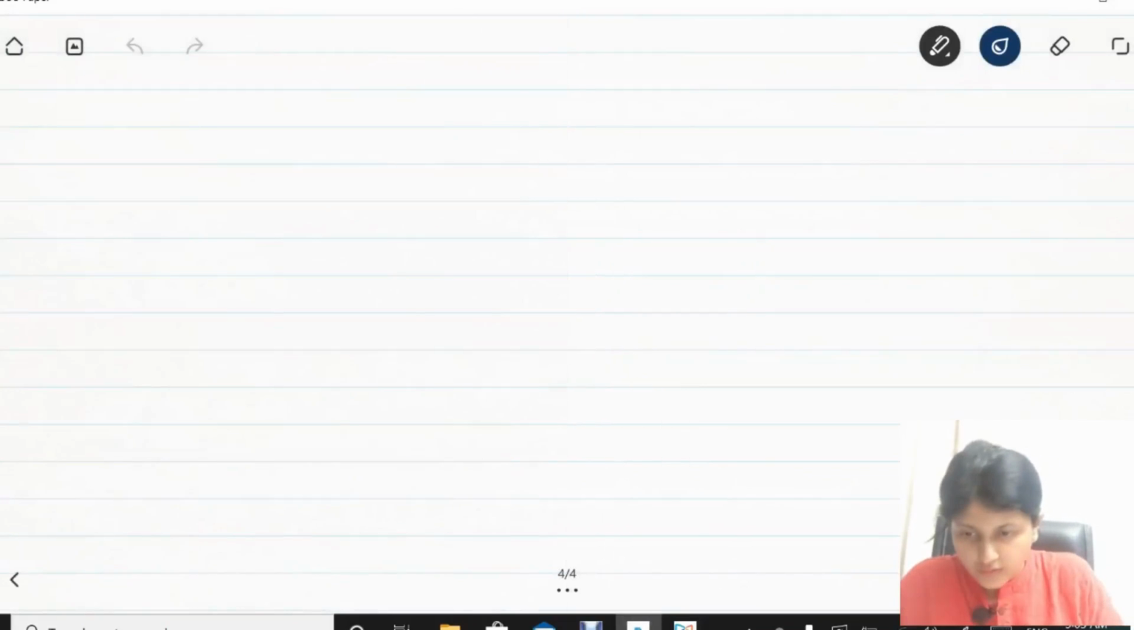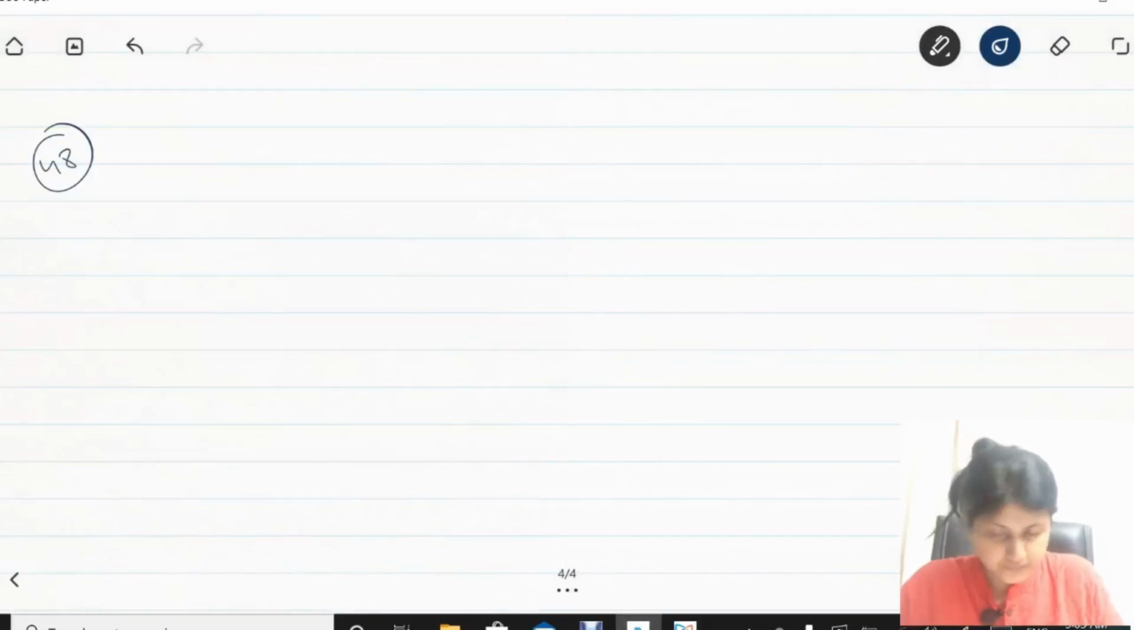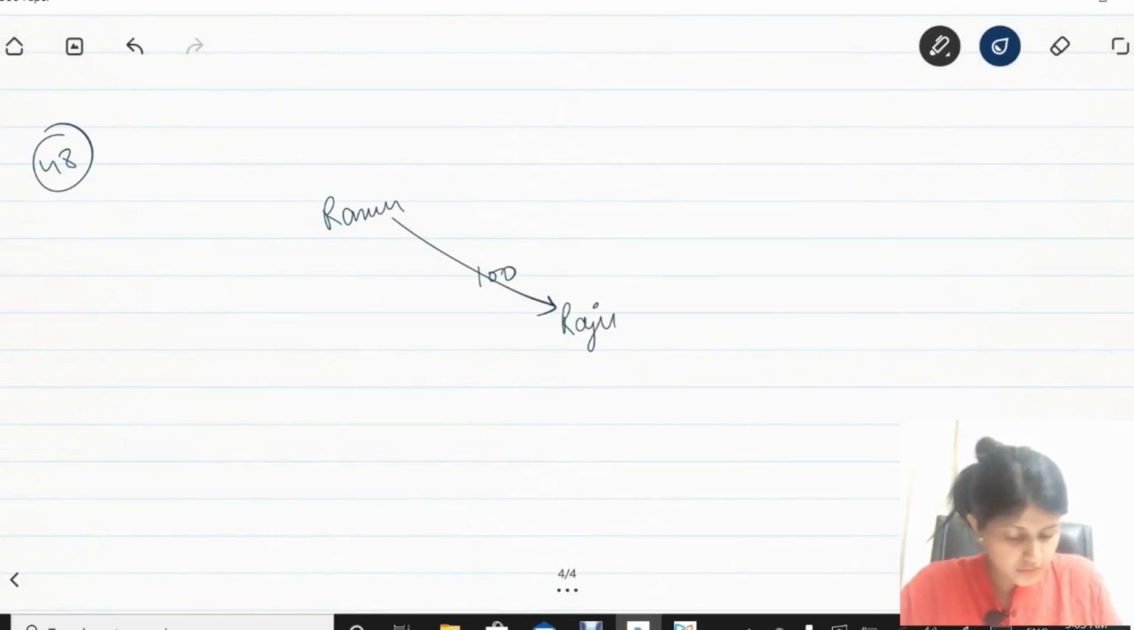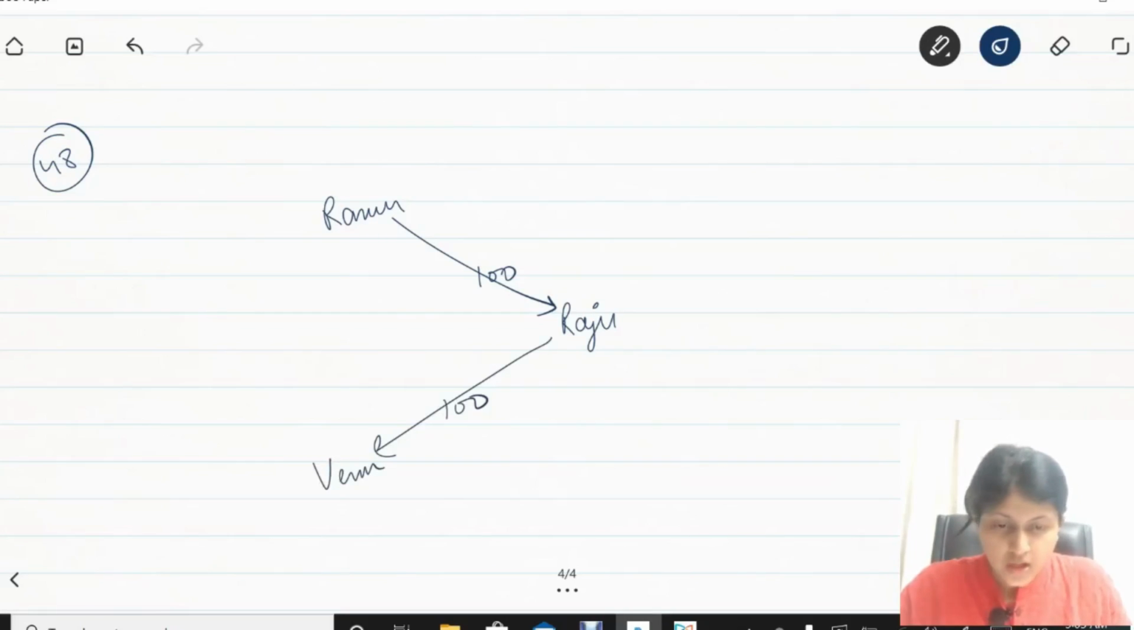Question number 48. Ramu is here and 100 meters away is Raju. Venu is Raju's neighbor and stays 100 meters away towards southwest. So southwest is this and Venu is staying here. Khadir is Venu's neighbor and stays 100 meters away towards northwest. 100 meters, Khadir.